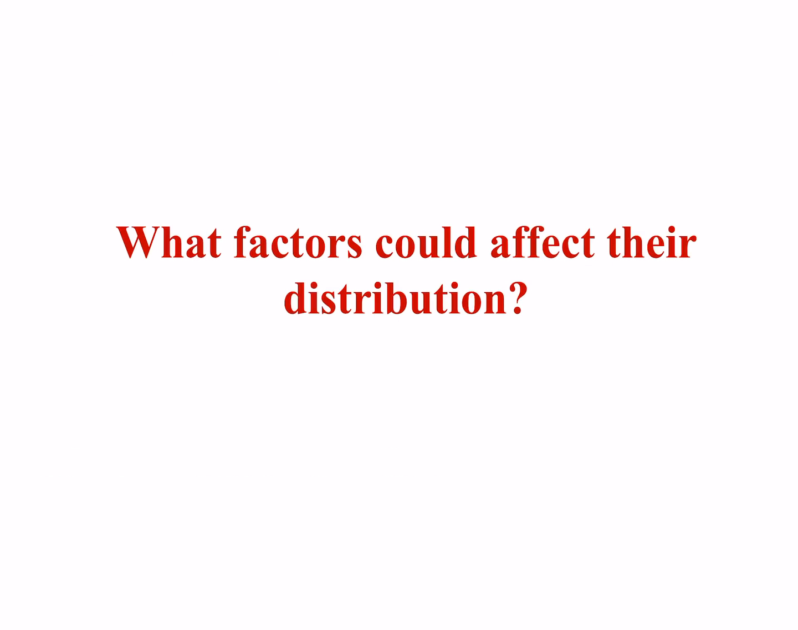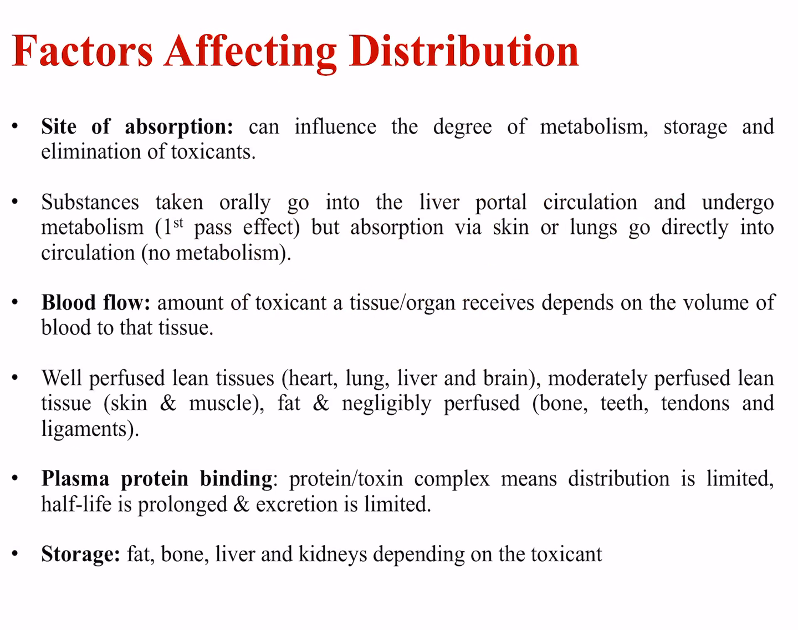So what factors can actually affect toxicant distribution? Firstly, the site of absorption can influence the degree of metabolism, storage and elimination of toxicants. Substances taken orally generally go into the liver, portal circulation, having been absorbed from the gastrointestinal tract, and undergo first-pass metabolism. But absorption via the skin or the lungs, they go directly into the circulation where there is generally very little or negligible metabolism.